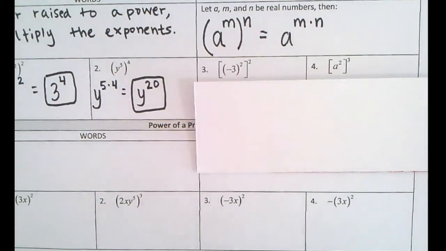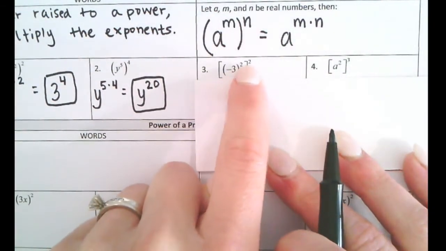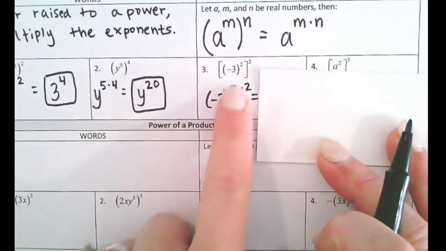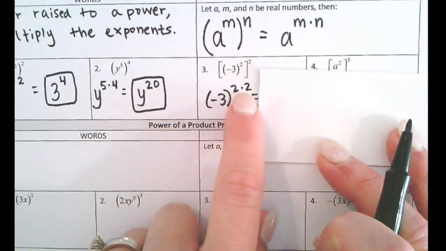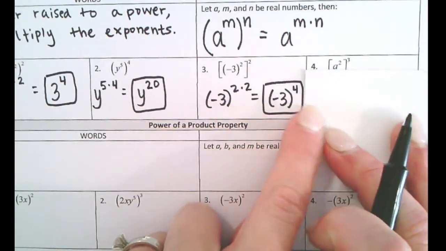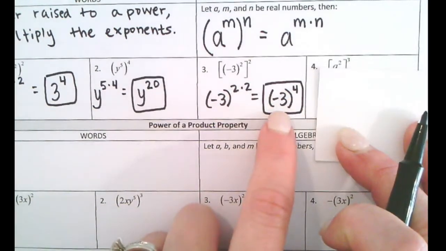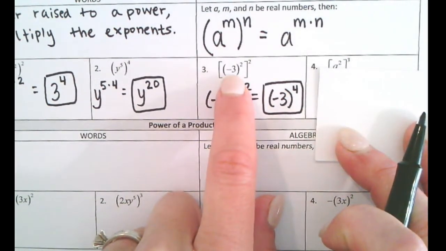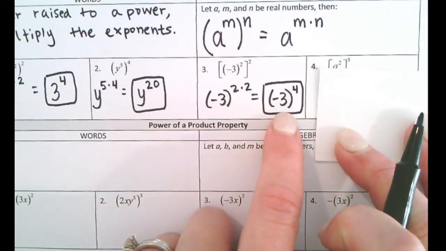Okay, number 3. -3 was my base, and it was raised to the power of 2 and raised to the power of 2 again. I'm going to keep my base of -3 inside that parentheses and raise it to the 2 times 2, which gives me -3 in parentheses raised to the power of 4. Make sure if this starts in parentheses that your final answer ends in parentheses. In just a moment, we'll get to actually simplifying these.